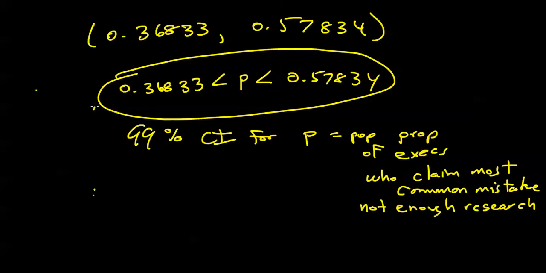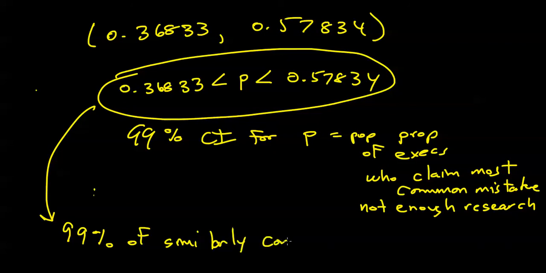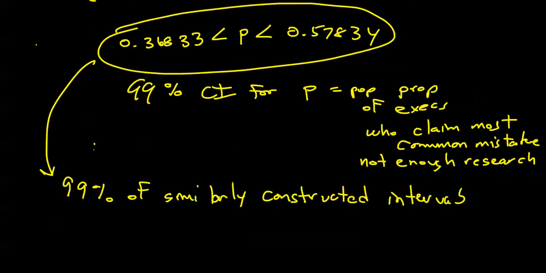And again, just to hammer this home, this confidence interval, well, what are we really saying here? We're saying that 99% of similarly constructed intervals actually will contain p, our desired population proportion. So again, we are estimating population proportions in section 7.2.